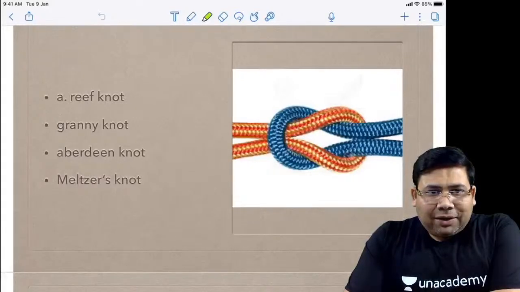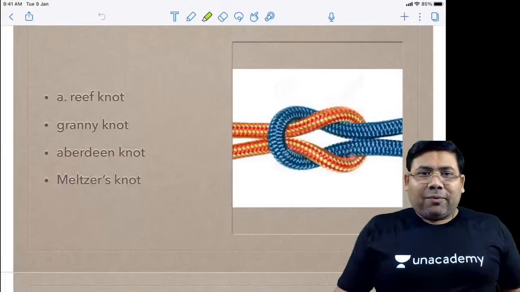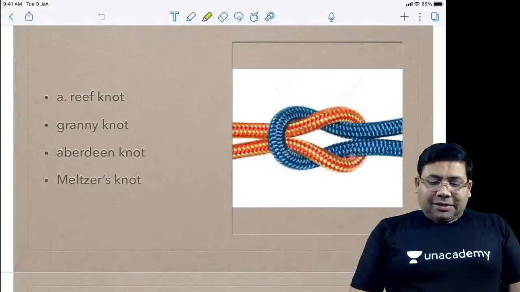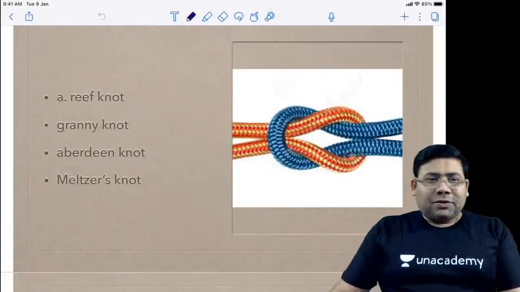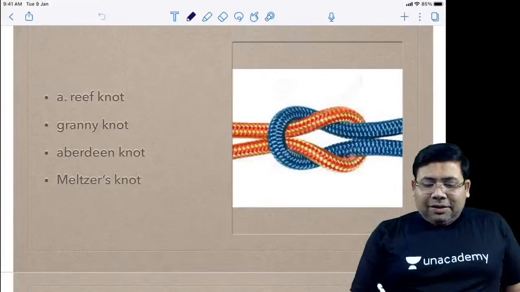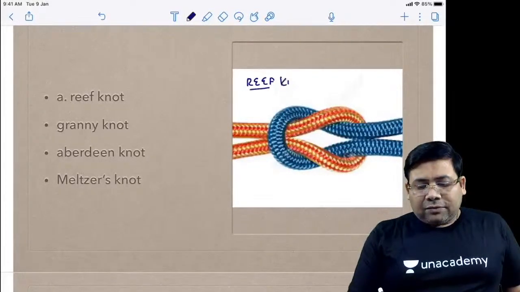Reef, granny, Aberdeens or Melzers? Answer is, this is a two-throw knot. So this is a what knot? This is a reef knot.